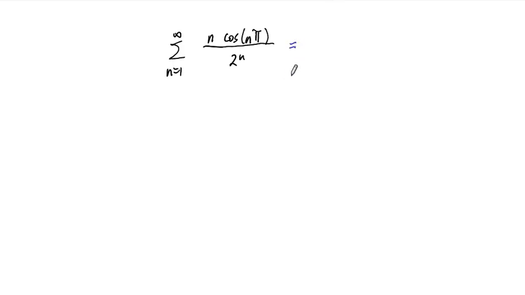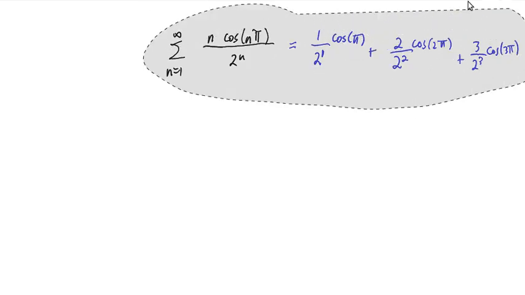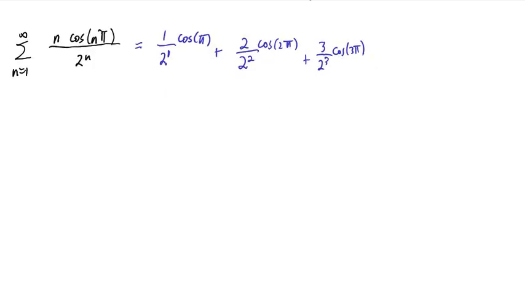When n is 1, this is 1 over 2 to the 1 times the cosine of pi. When n is 2, this is 2 over 2 to the 2 times the cosine of 2 pi. When n is 3, this is 3 over 2 cubed times the cosine of 3 pi. I'm out of room here. This is poor planning. Let's plug in at least one or two more terms.